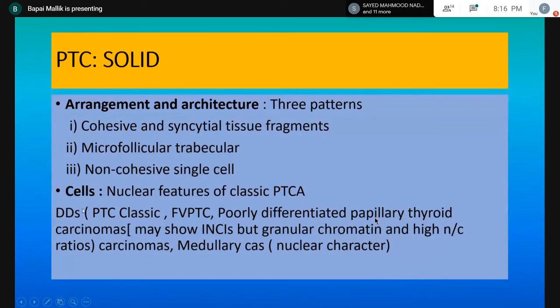But because of this pattern, the differential diagnoses include papillary thyroid carcinoma, the solid variant, follicular variant of papillary thyroid carcinoma, and poorly differentiated papillary thyroid carcinoma. This is very, very important because even they may show some intranuclear cytoplasmic inclusions, but they have a granular chromatin and a very high NC ratio. I'm going to show you a slide. And even medullary thyroid carcinomas are important, but the nuclear characters supposedly are slightly different.